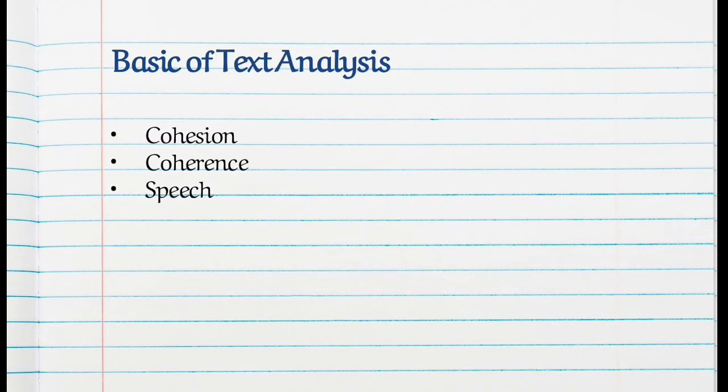Again, there are three basic of textual analysis. We have the cohesion, the coherence, and speech. Now, what is the meaning of the three? There are three basic of textual analysis: cohesion, coherence, and speech. But in this report, we will just focus on the two, which are cohesion and coherence. Because the speech is focused on the conversational analysis, so we will disregard it and we will focus on the cohesion and coherence.